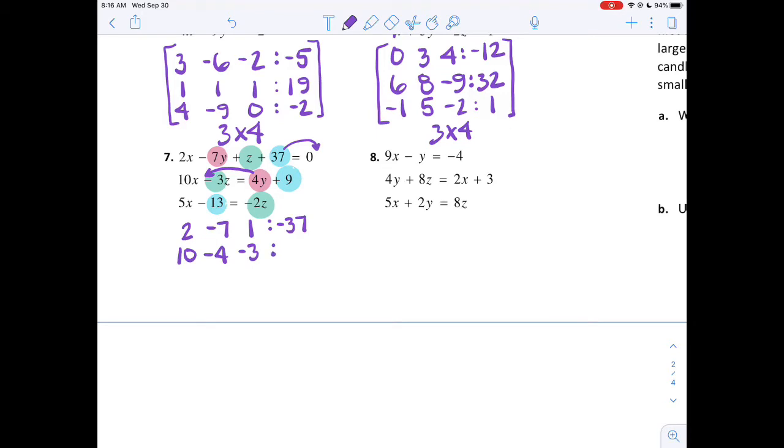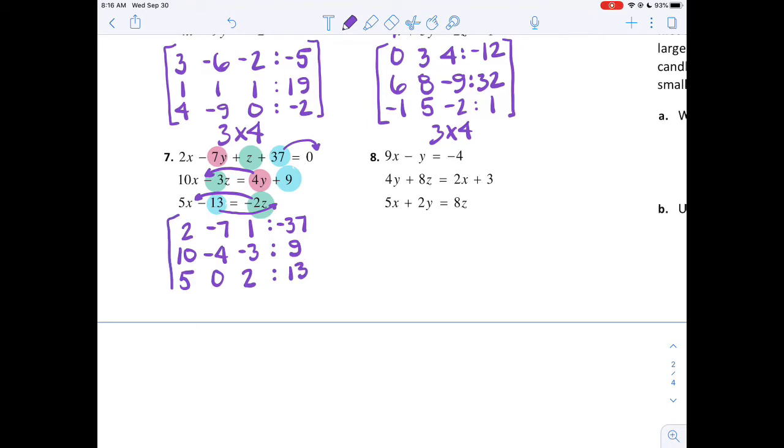-3z, and we have a +9. Finally, in our last row, I have a 5 in the x position. I have no y's at all, so I'm going to write a 0. I have a -2 for my z, so that's going to need to move over. The negative becomes positive because we need to add to both sides, so that's going to be a regular 2. And then the -13 needs to move to this side, giving me a +13.